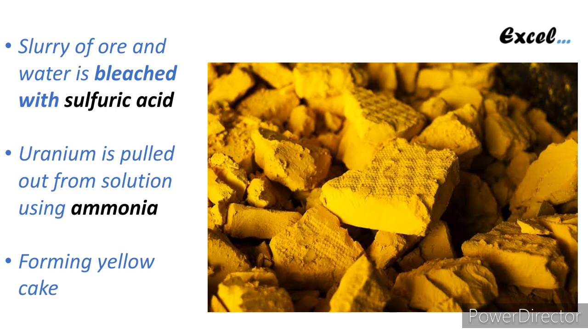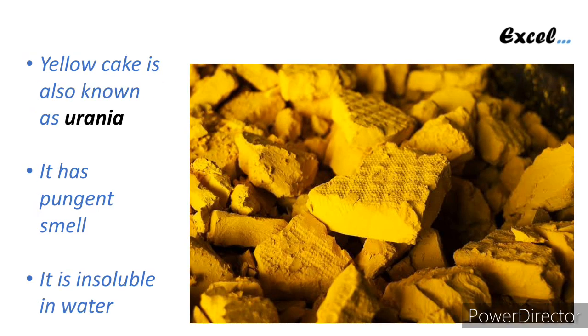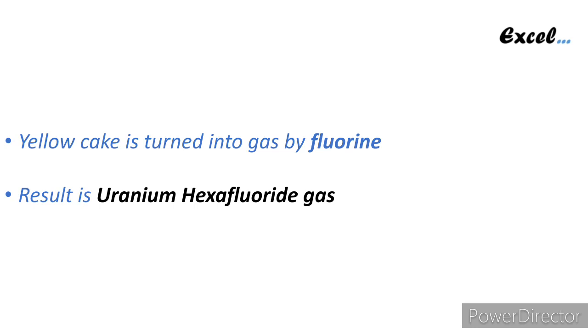Uranium is pulled out of solution using ammonia, forming a yellow cake. This is what the yellow cake looks like. Yellow cake is also called urania. It has a pungent smell and is insoluble in water. Yellow cake uranium is turned into gas by using fluorine, resulting in uranium hexafluoride gas, which is more pure uranium.